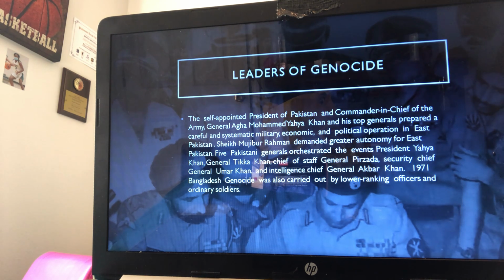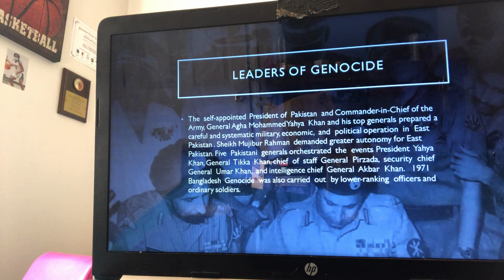The self-appointed president of Pakistan and commander-in-chief of the army, General Agha Muhammad Yahya Khan, and his top generals prepared a careful and systematic military, economic, and political operation in East Pakistan. Sheikh Mujib demanded greater autonomy for East Pakistan. 5 Pakistani generals orchestrated the events.